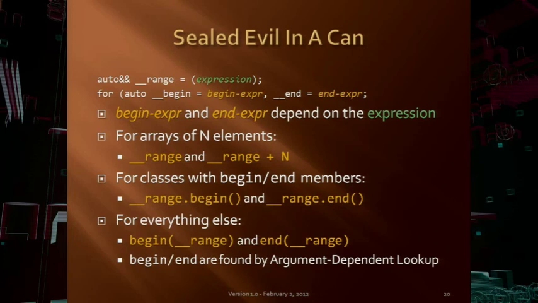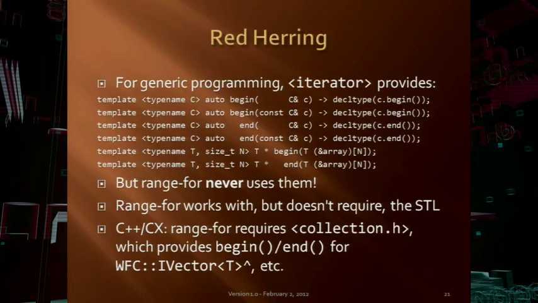Now, I've called this slide "sealed evil in a can" because that whole argument-dependent lookup thing is kind of scary. Herb Sutter is not super fond of argument-dependent lookup, legitimately, because it's got scary gotchas. But fortunately, it's not used as long as you've got an array or a class with the begin-end members, which is the vast majority of types that will be used with the range-based for loop. This changed during the standards development, if you were following that closely.